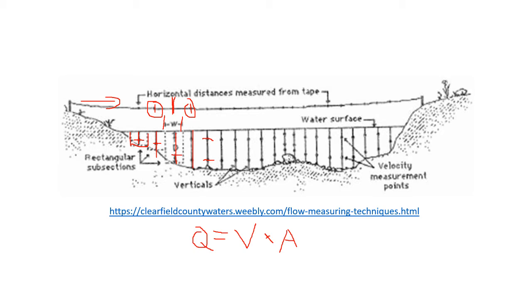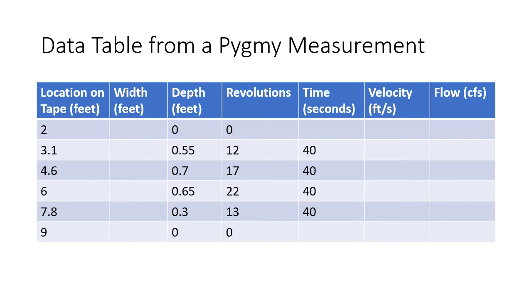So we're going to look at a table of values and calculate a few of these to just demonstrate. What we have here is the sort of data that you're going to come back from the field with: a location along your tape. We will have to calculate the width column. We measured the depth in the field, and then we have a number of revolutions in a time. We'll use that revolutions in time to calculate velocity. I'll show you how to do that on the next slide.